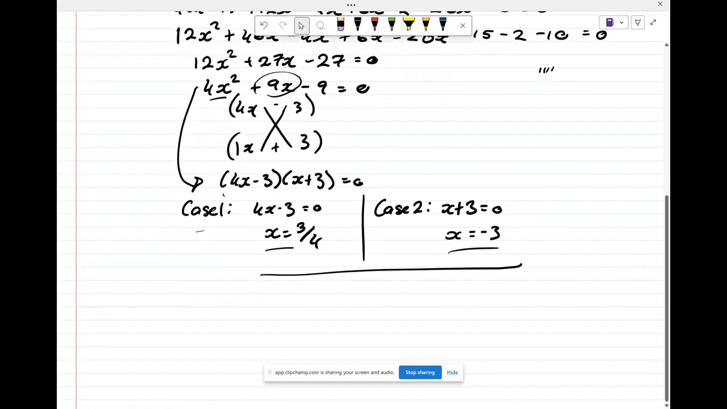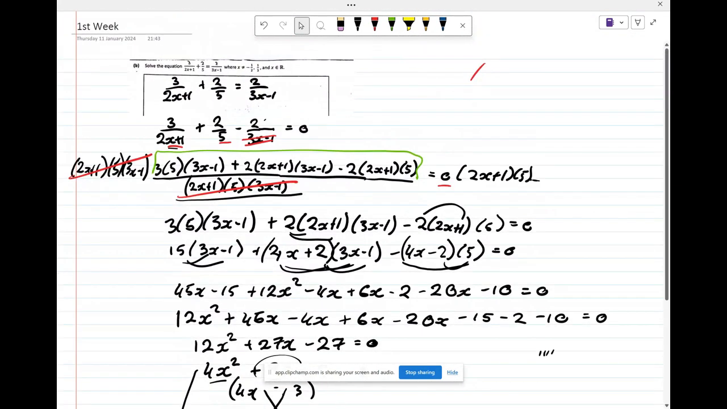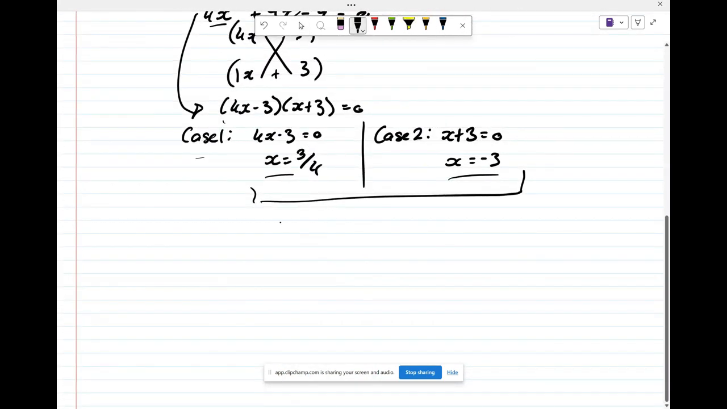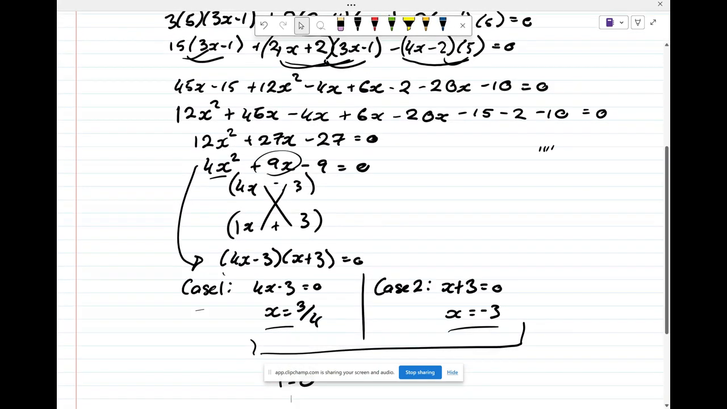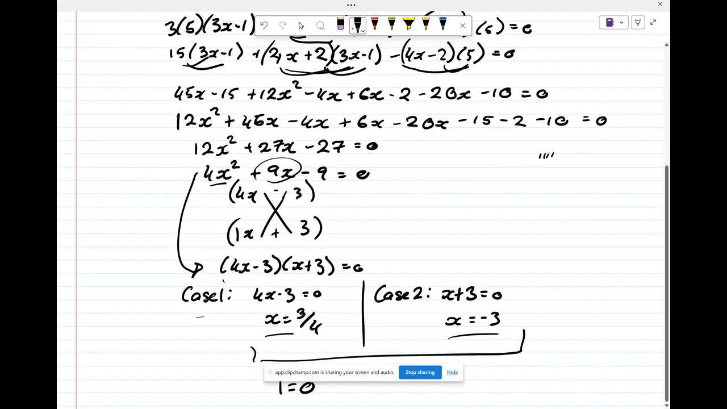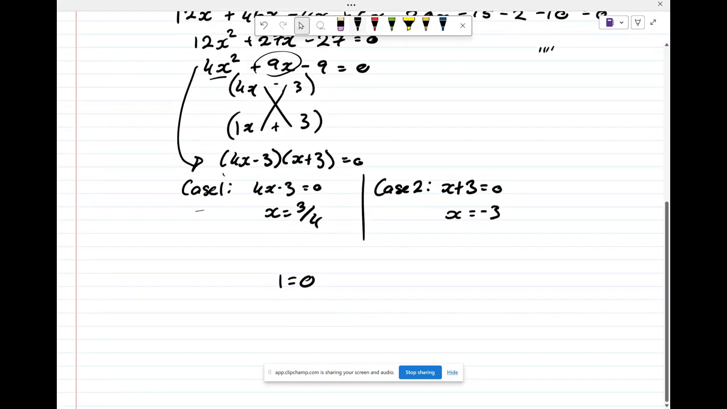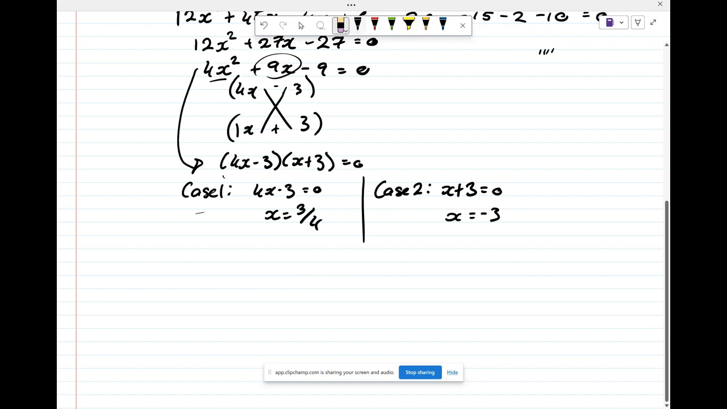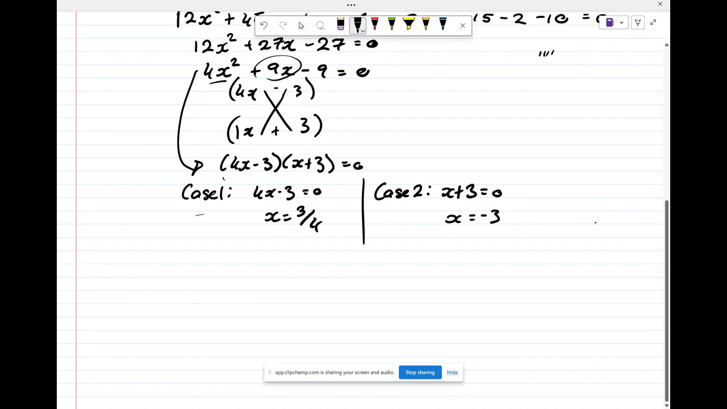So if you get to the very end of this question and you sub back in your answers, and you get something other than 0 equals 0, so you get 1 equals 0, something like that, then you know you've gone wrong somewhere up here and your values for x are wrong. So always check, make sure you have the right answers. But yeah, that is the question finished. So on to the next question.